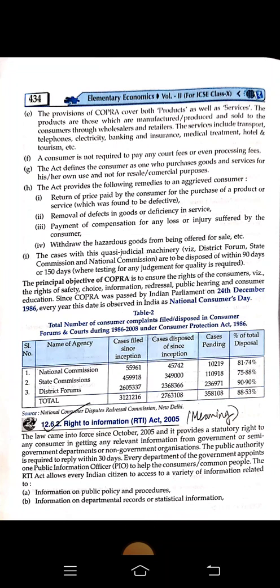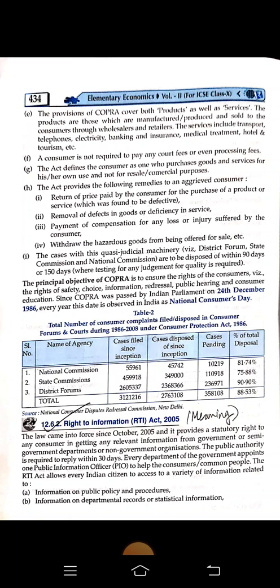The law came into force in October 2005, and it provides a statutory right to any consumer to get any relevant information from government or semi-government departments or non-government organizations. The public authority is required to reply within 30 days. Every department of the government appoints one Public Information Officer, PIO, to help the consumers, common people.